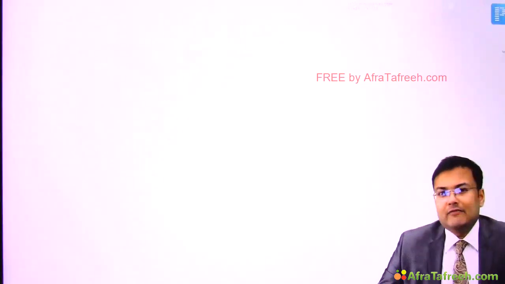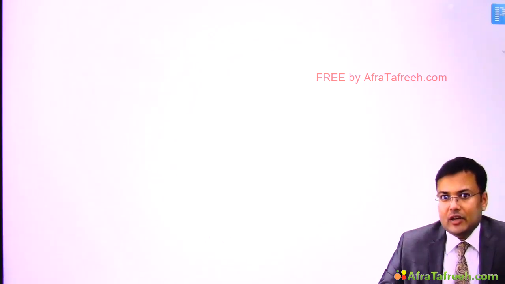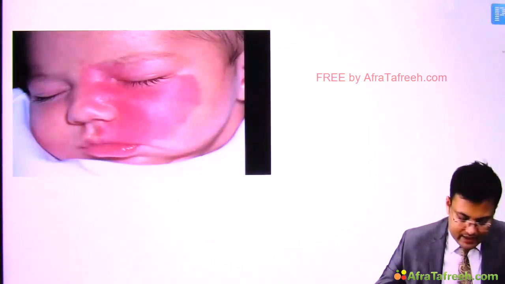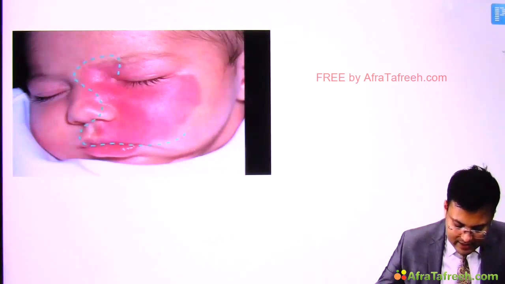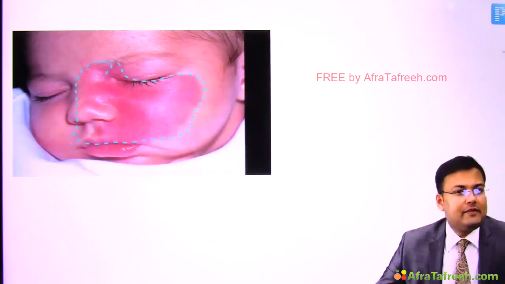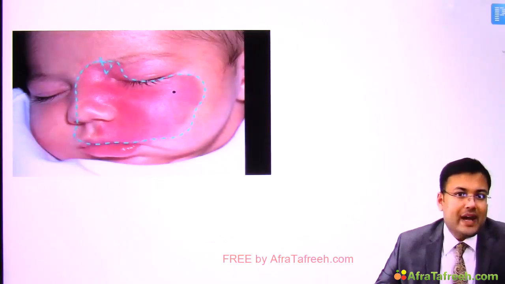Now we are going to discuss the vascular anomalies of skin. Vascular anomalies of skin are asked both in surgery as well as in dermatology. So see this first condition, you can see it's a newborn baby, and this baby is having an anomaly in the face. Clear? So can you see? And it's the area supplied by which nerve? The fifth cranial nerve, and that is trigeminal nerve. So what is the name of this condition? This condition is port wine stain.